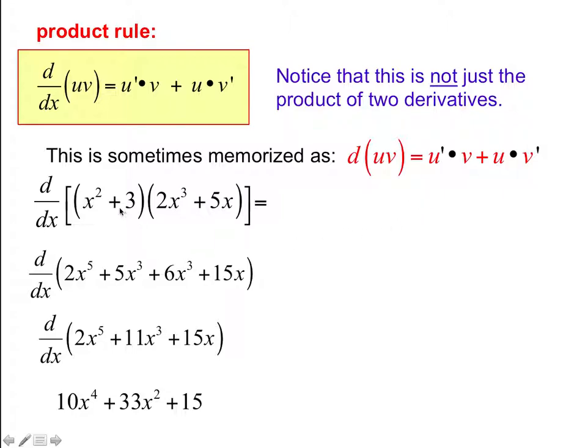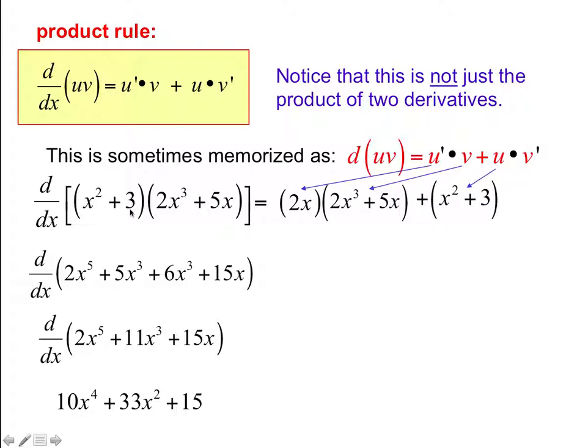But we could also do the product rule here. So we could take the derivative of this, which is 2x, and multiply it times this, and then add the derivative, or this first term times the derivative of this, which is 6x squared plus 5. So that would be the other way of writing that derivative.